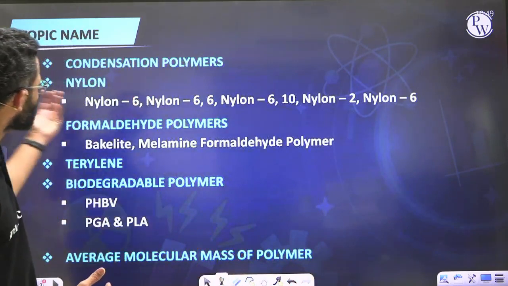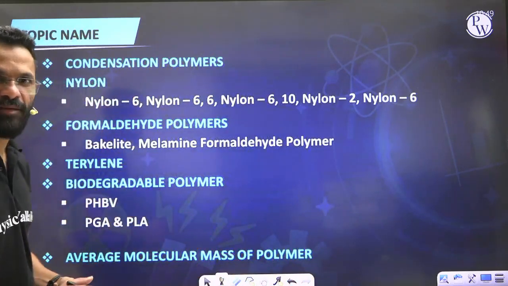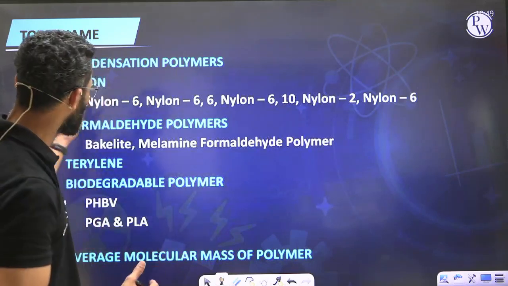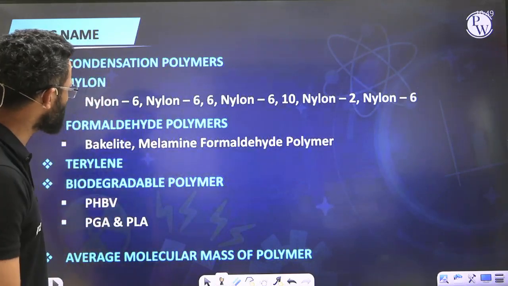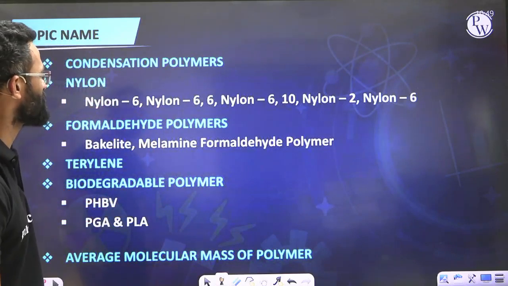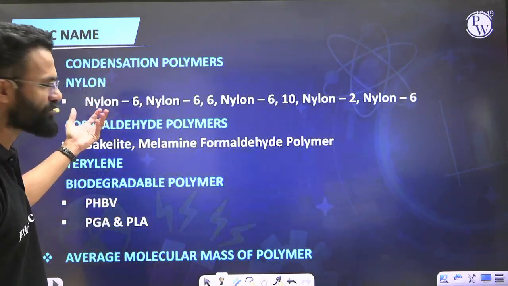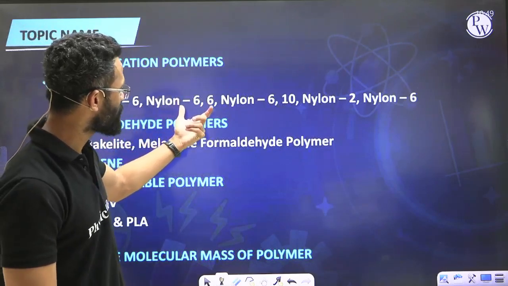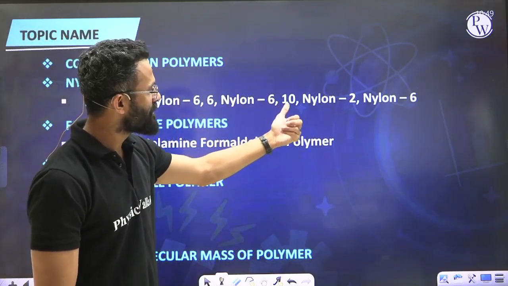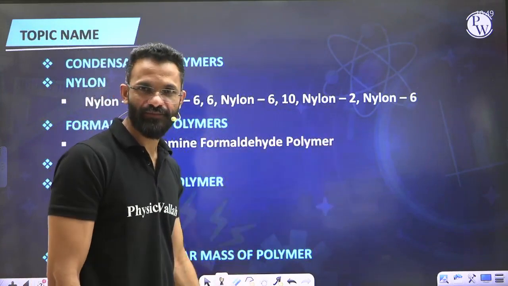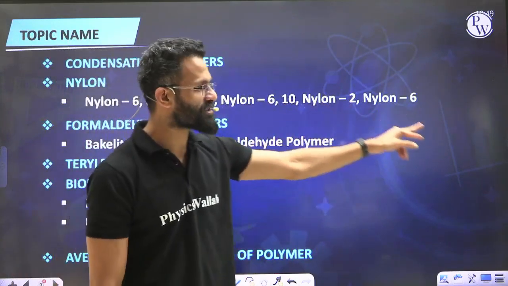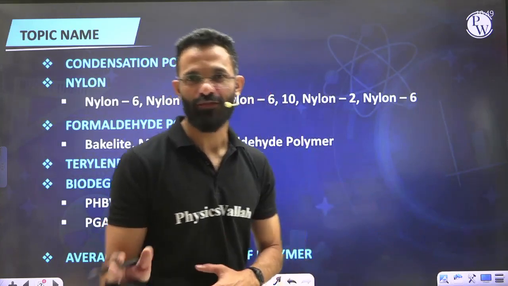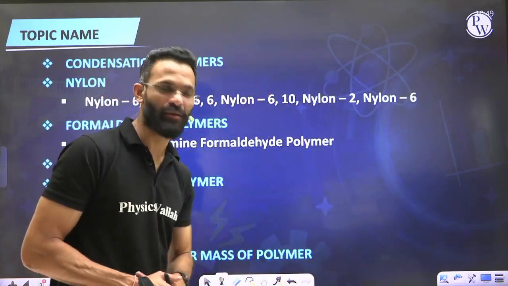The first category of condensation polymer is polyamide. All the polyamide fibers, we call them nylon. As far as our syllabus is concerned, in nylon we talk about nylon 6, which is also called Perlon L. We'll be discussing nylon 6,6, followed by nylon 6,10, then nylon 2 nylon 6. Out of these, nylon 2 nylon 6 is a biodegradable polymer, whereas all the rest of the nylons are non-biodegradable.